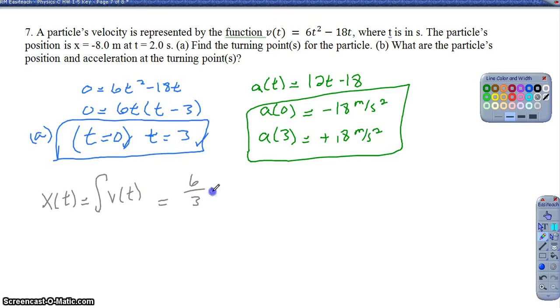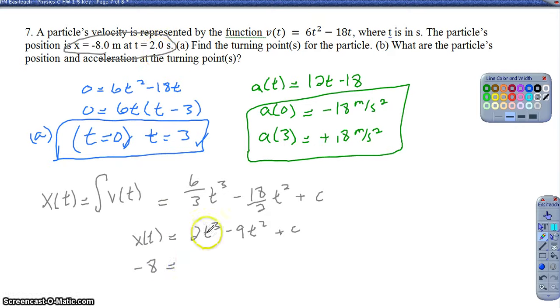So 6 divided by 3, t to the third, minus 18 divided by 2, t to the second. And again, the biggest key here is do not forget the plus c. And I know that's the easy part to forget. But anyway, I get 2t cubed minus 9t squared plus c. Okay, so we do have that c in there, but in this particular example, they gave us a means to find it. They told me that the position here should be -8 when t is 2.